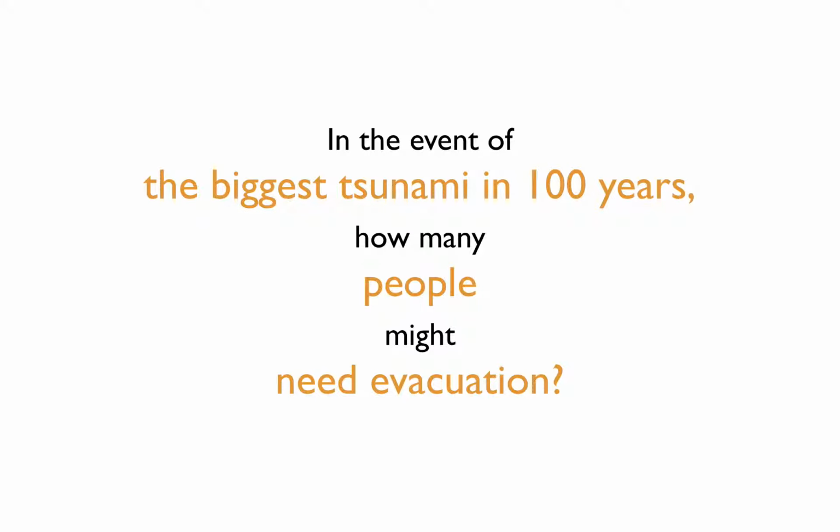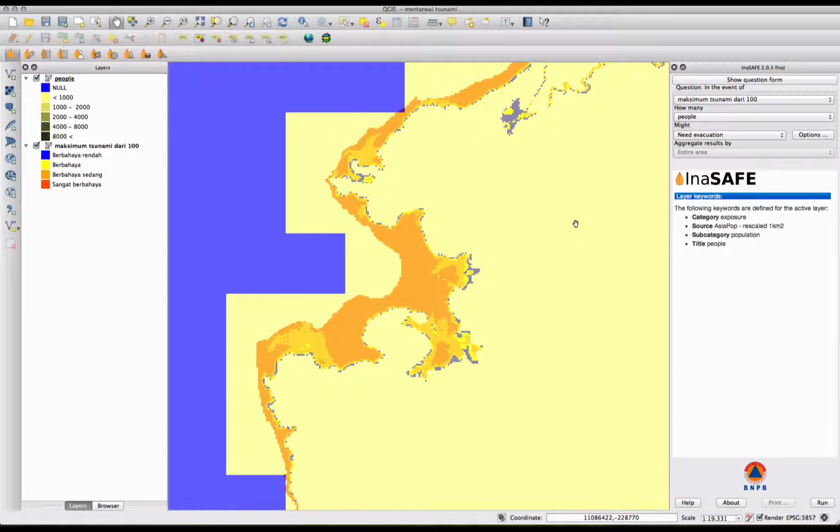In this demonstration, we're going to use InaSAFE to examine the impact of such a tsunami occurring again. The coastline near Sapura Jaya on one of the more than 70 Mentawai Islands will be used as an example. Using population data from AsiaPop as our exposure layer, we can use InaSAFE to estimate how many people would need evacuation should a similar tsunami affect this region again.